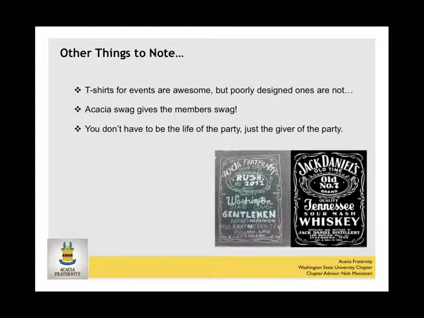So, some last things to note that may come across or you may want to do: you may want to create t-shirts for events. They are awesome to do, but poorly designed ones are not. For example, you go on Google and you find how Acacia Fraternity, WCU Acacia, tried copying a Jack Daniels bottle. Now, yeah, it looks cool, but plenty of other things look cool too. The fact that it's alcohol automatically gives the person seeing it that tie: Acacia alcohol, fraternity alcohol, and that's not something we need.